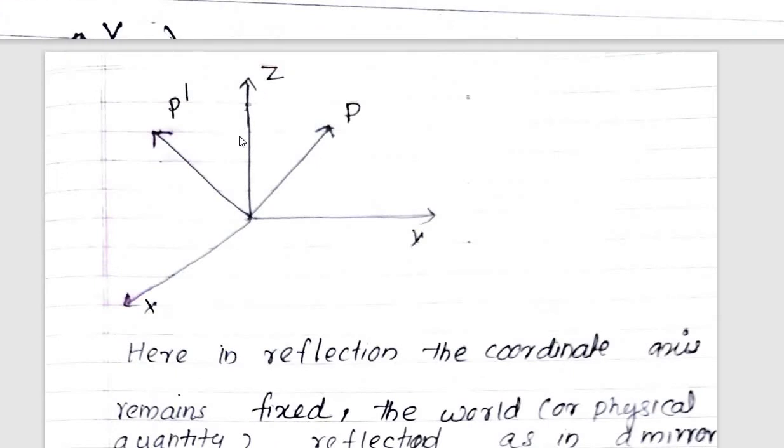So this is reflection. Suppose a mirror is in the xz plane, and here P is a vector. When it reflects in this mirror, which is in the xz plane, P dash is its mirror reflection.